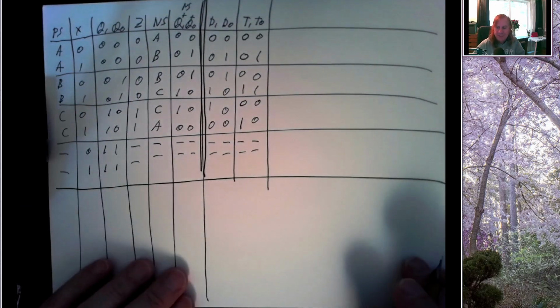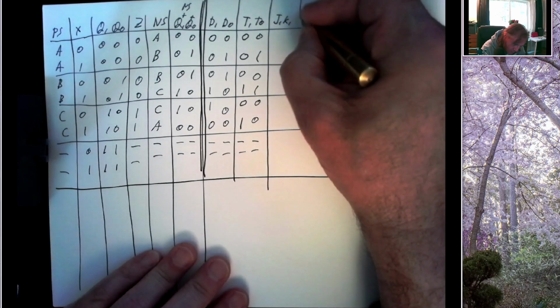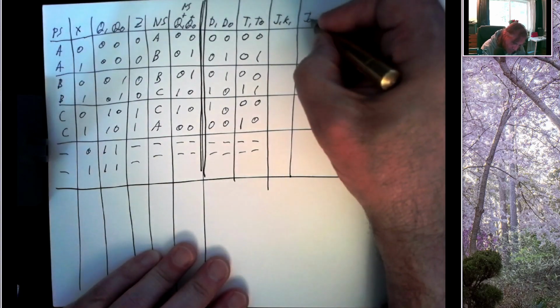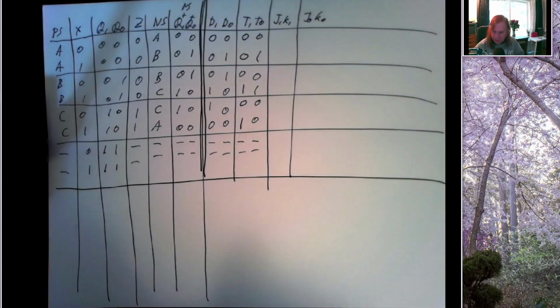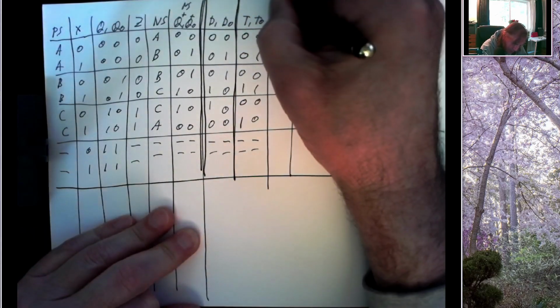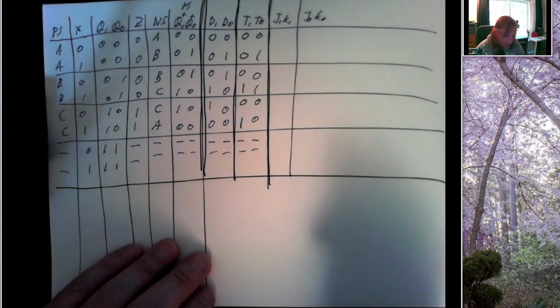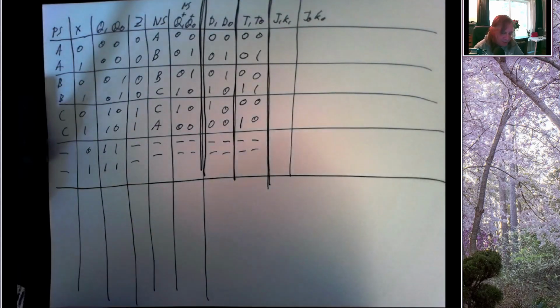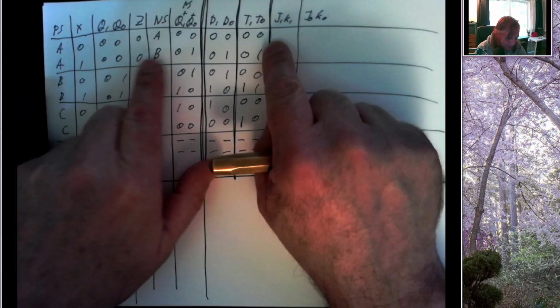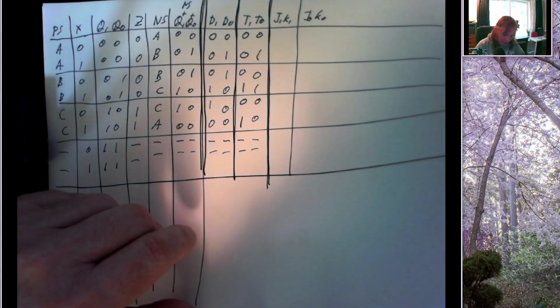All right, JK flip-flops. Let's do this in the most straightforward way possible, and then we'll complicate it. Well, no, let's just complicate it up front. All right, so let's look at this first entry here. Q1 is a 0, and we want the new value of Q1 to be a 0. So we want Q to be unchanged. Now let's look at a JK flip-flop's transition table.